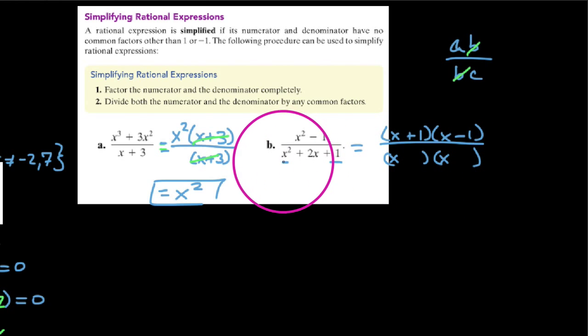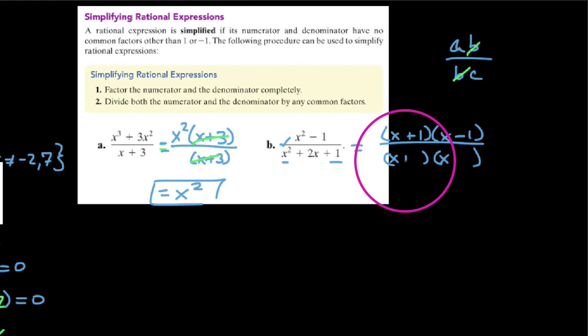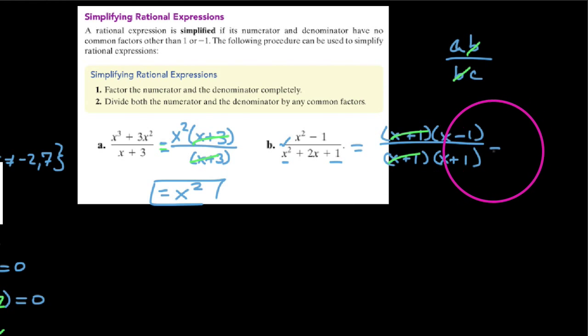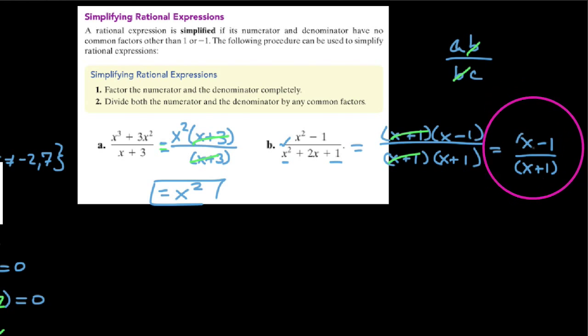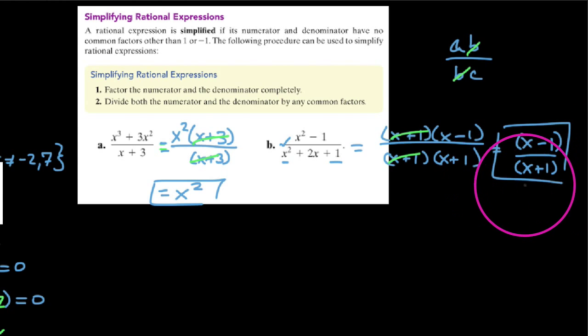I've got x and x gives me the x squared, and then I would say factors of 1, of which there aren't many, we say 1 and 1. But basically what I notice is that these two factors cancel out. I'm left with x minus 1 over x plus 1, which aren't common factors with one another. So this would be the simplified form.